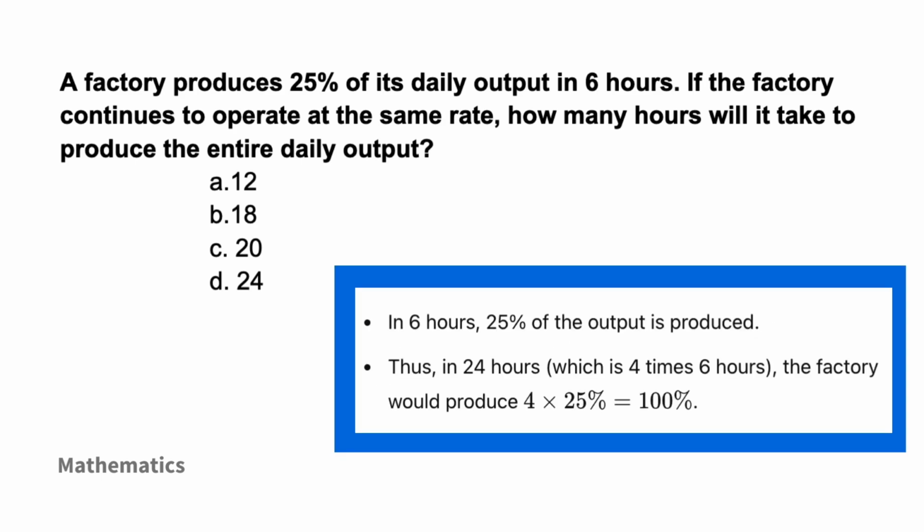Now it's time to confirm the calculation to make sure that our answer actually makes sense. Let's consider the rate of production. This means that the factory will take 24 hours to produce its entire daily output if it continues at the same rate of production. Understanding this, we know that the correct answer is D, 24 hours. All right, great. Moving on.